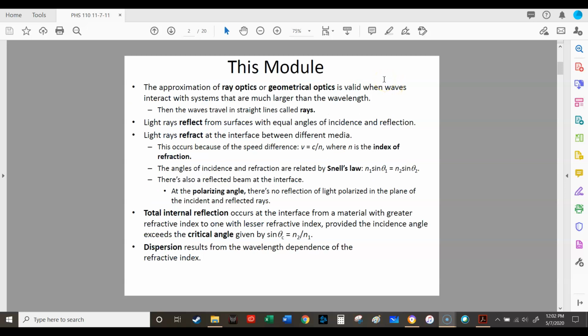In this module, and specifically in the first three activities in this module, we're going to go through ray optics, how light can be seen as rays, and also what is the nature of light. We're going to also talk about what is reflection, what is refraction, specifically Snell's law, and there's a part of that which is total internal reflection as well, but also polarizing angles. What is polarized light?